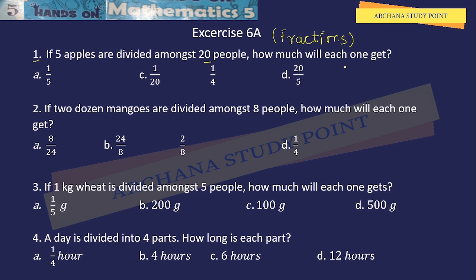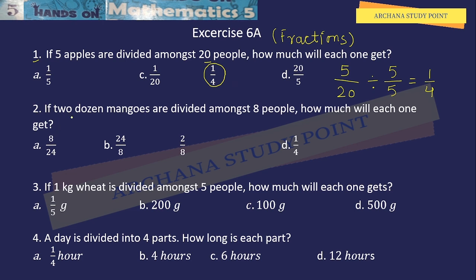Let's try framing the answer. So 5 apples are there which we have to divide among 20 people. So what will be the answer? We have to think of a number which can divide 5 and 20 at the same time. So we will read the table of 5. 5 ones are 5 and 5 fours are 20. So the answer is 1 out of 4. Each person is going to get 1 out of 4 parts.